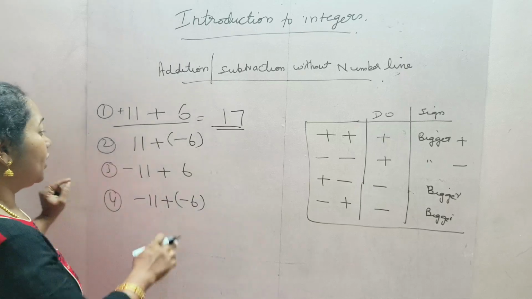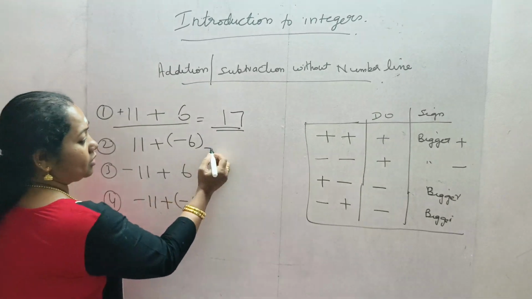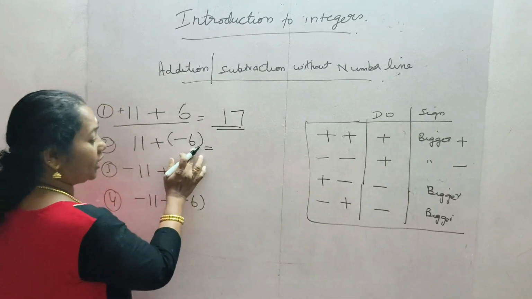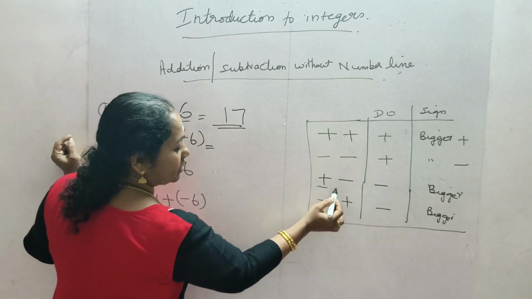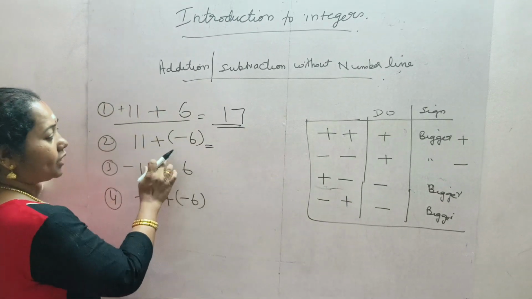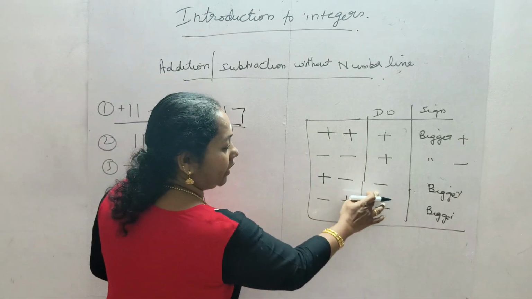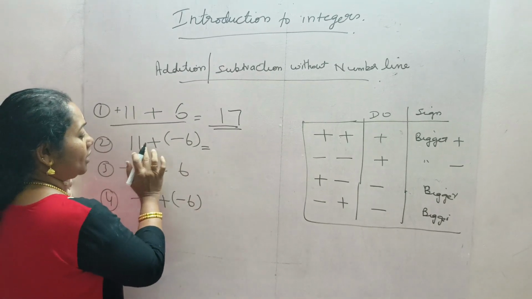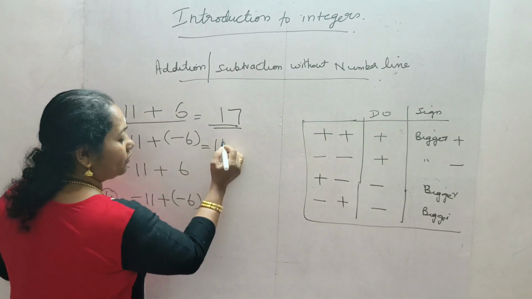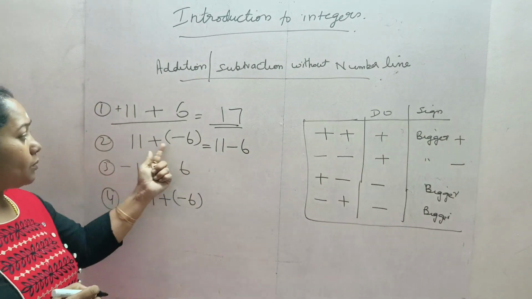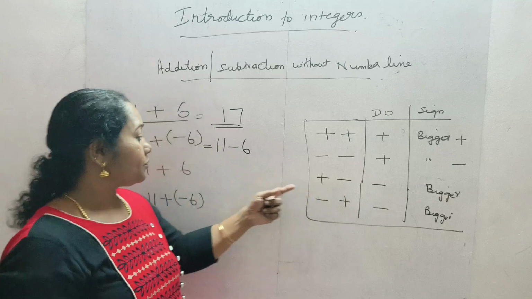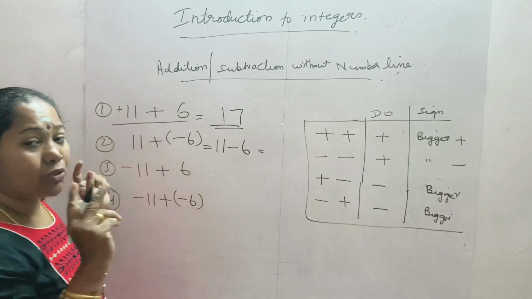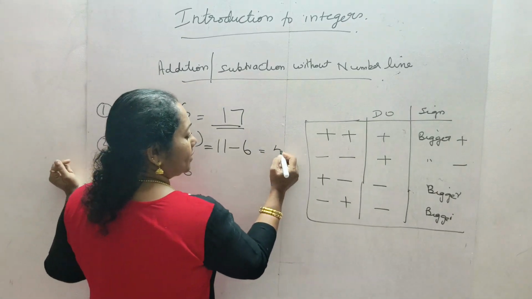Let us do one more question. That is 11 plus minus 6. The sign of 11 is positive, and the sign of 6 is negative. That means plus and minus, this one we have to consider. If one is plus and the other one is minus, what will we do? We have to do subtraction. That is 11 plus minus minus, that is 11 minus 6. One is positive, one is negative, so we have to do subtraction. That is 11 minus 6 is 5.